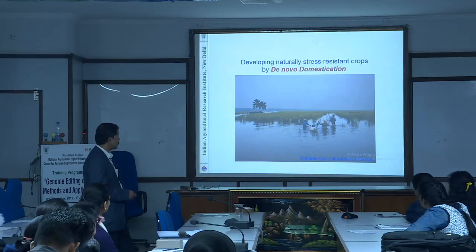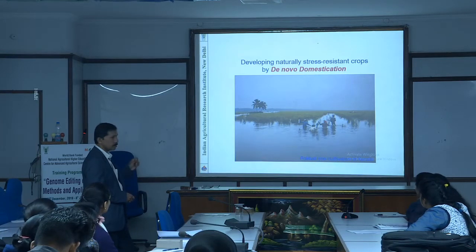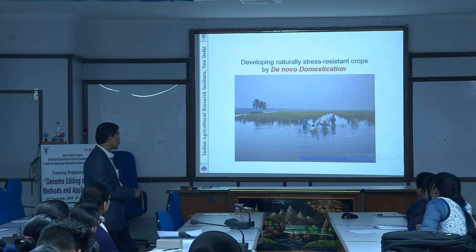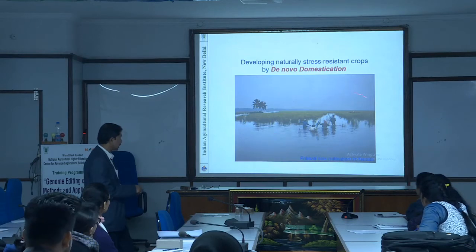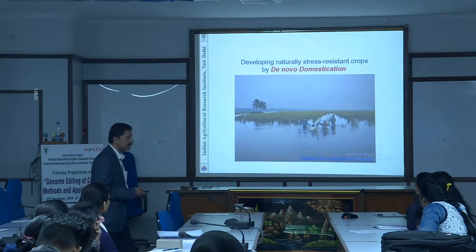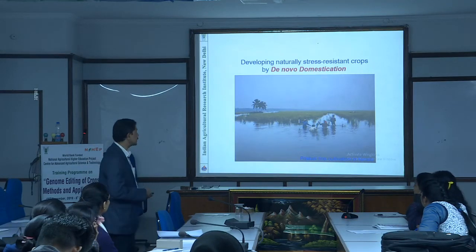An alternative approach is that there are several plants which are naturally stress resistant. Whether you can mutate some of the genes to induce the domestication trait, so that you have stress tolerance and also get a plant which is accepted by the consumer. So this is the Pokkali rice. You see it is cultivated in the seawater inundated field. It is highly salt tolerant, but many people may not like the grain quality.